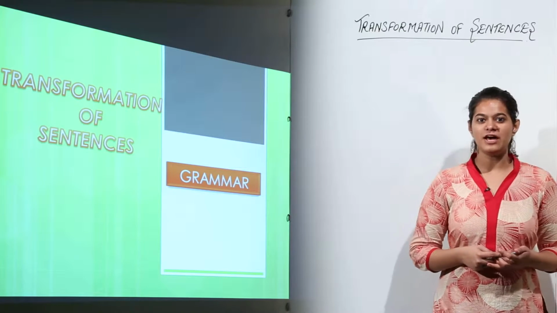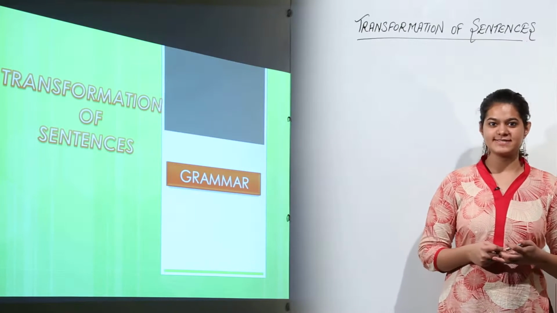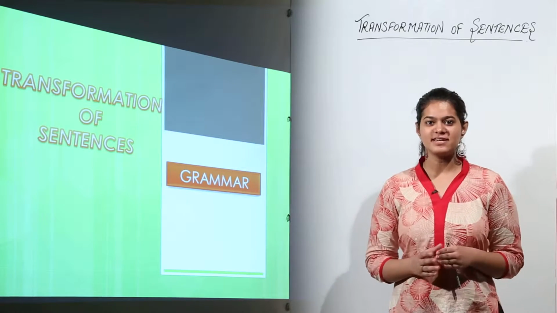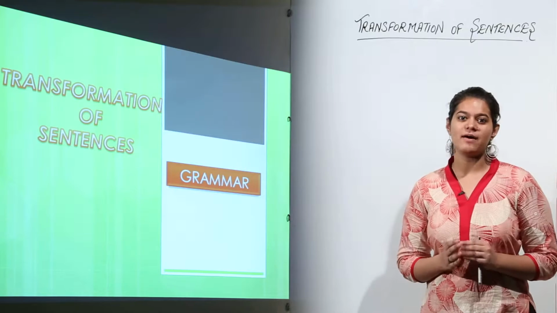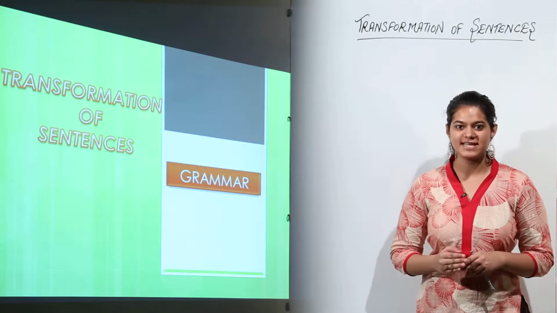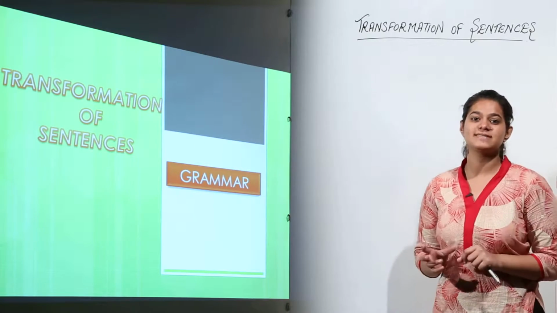Hello everyone. Now we will be doing transformation of sentences. But before we start transforming sentences, let us first understand what kind of sentences are present. Firstly, we have a simple sentence, a compound sentence, and next we have a complex sentence.